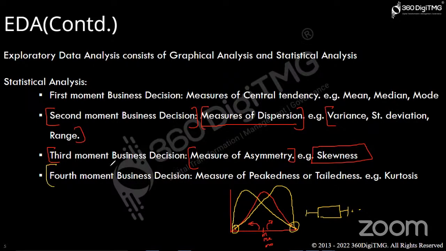In the same way, we have the fourth moment business decision, the measure of peakedness or tailedness. That is what we are going to measure here. That is kurtosis.